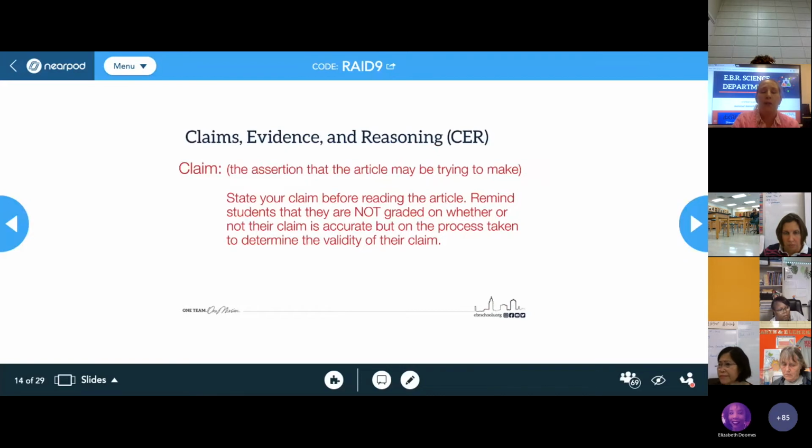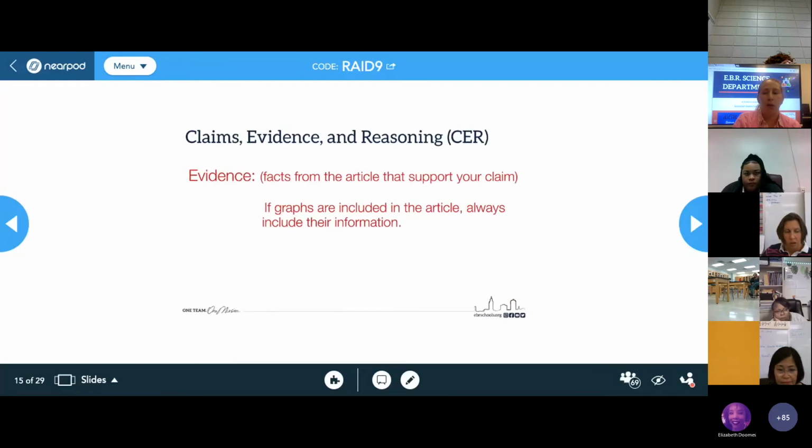Because scientists perform experiments all the time. They ask a question, they make an observation, form a hypothesis, then test it. The test may or may not support the hypothesis. That's not what the process is about. The process is finding out whether or not their claim was correct, about the process they went through to determine that, not about whether their hypothesis was right or wrong.